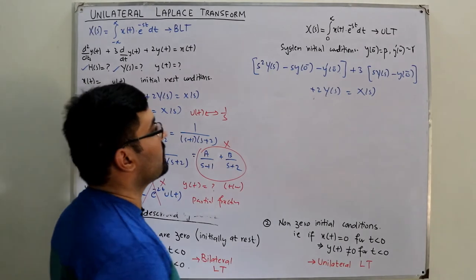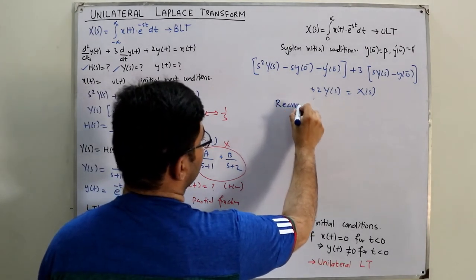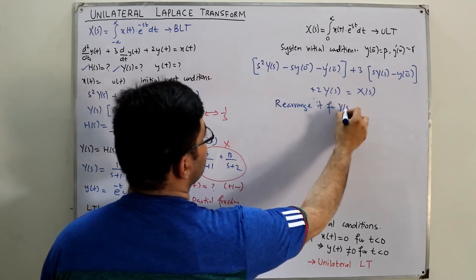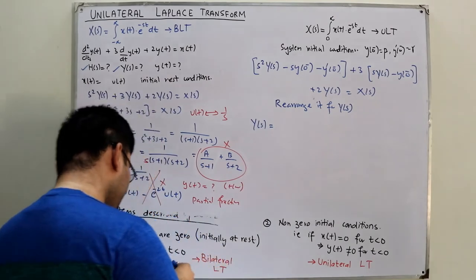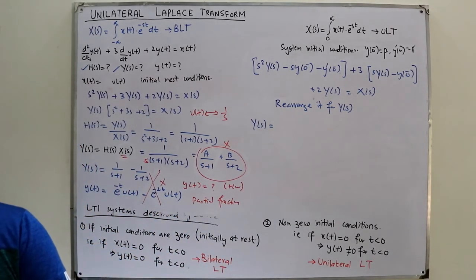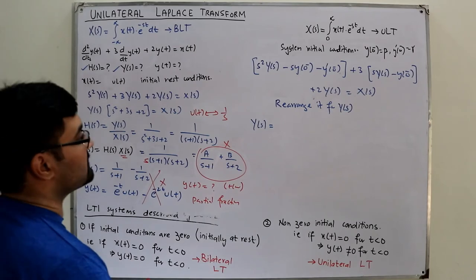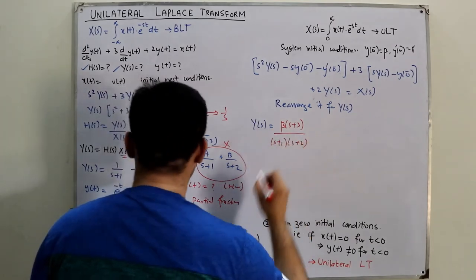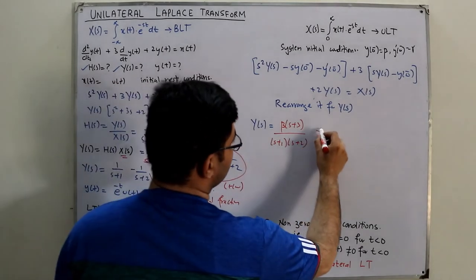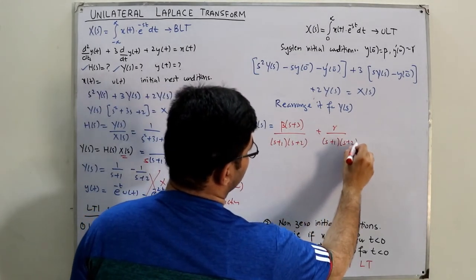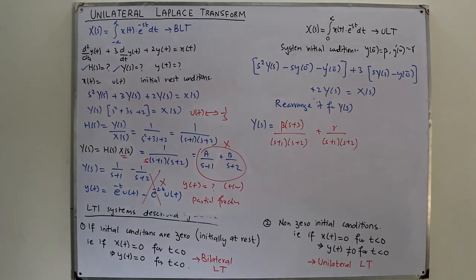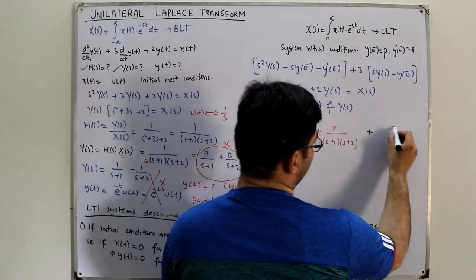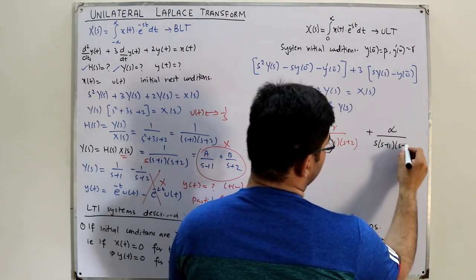Anyways, let's say I rearrange it for y of s. I need y of s, let's say. So my y of s, let me copy it directly from over here. Where is it? Just give me a second. Yes, so we have beta into s plus 3 divided by s plus 1 into s plus 2, plus gamma divided by s plus 1 into s plus 2, and plus 1 upon, plus alpha divided by s into s plus 1 into s plus 2.